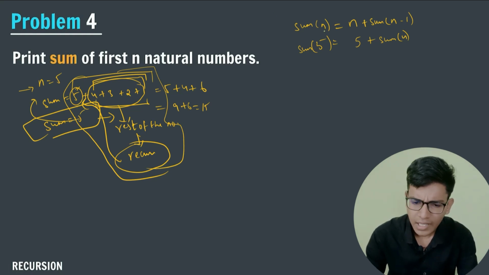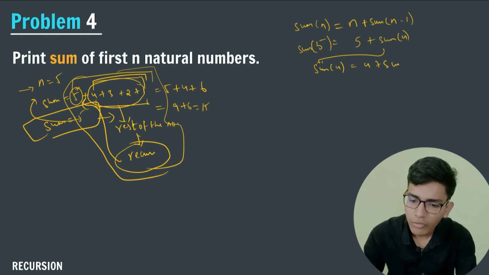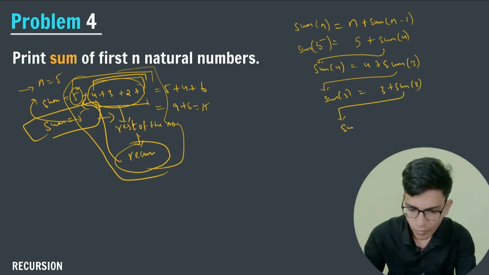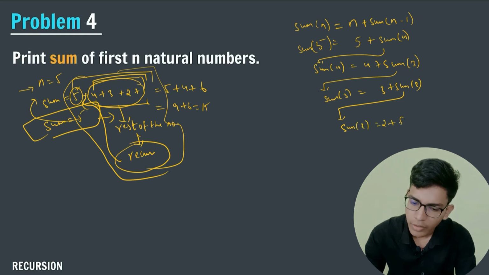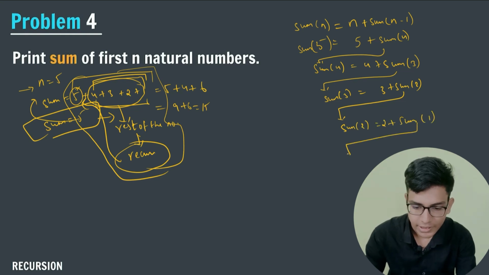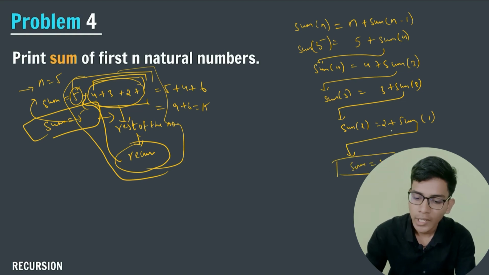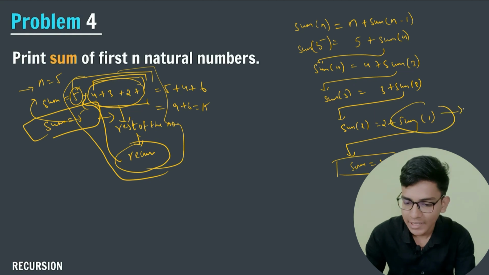So can I write that sum of 5 is equal to 5 plus sum of 4? How can we calculate sum of 4? Sum of 4 is equal to 4 plus sum of 3, and sum of 3 is equal to 3 plus sum of 2, and sum of 2 is equal to 2 plus sum of 1, and sum of 1 is nothing but 1. This thing is my base case.